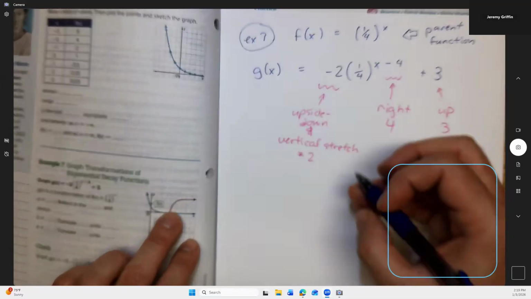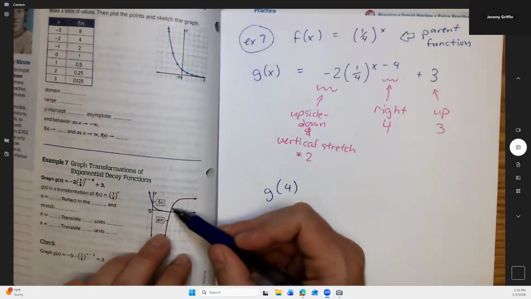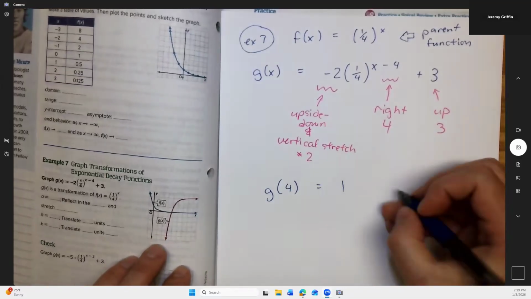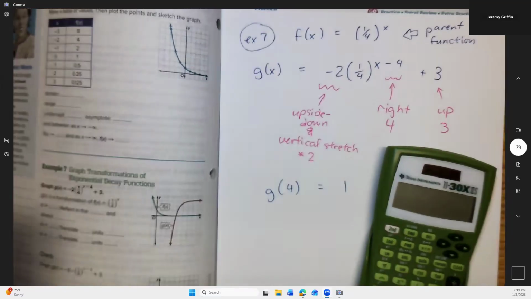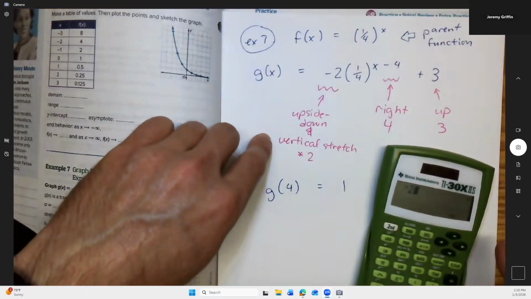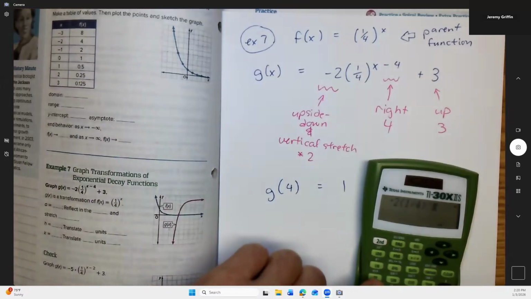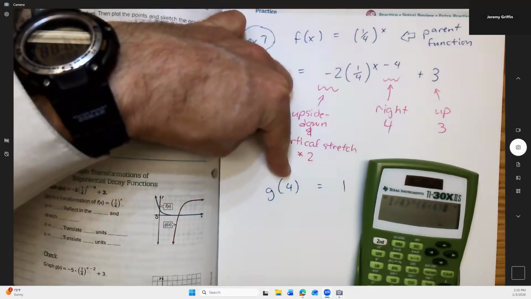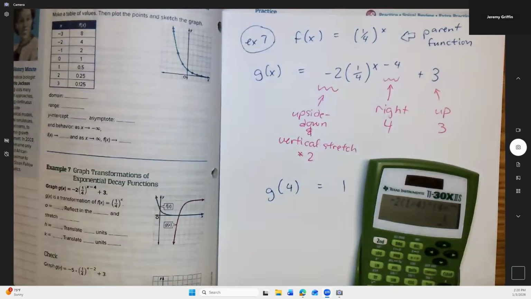So I think one of my points would be g of 4. If I follow that, right 4, upside down, times 2, up 3, I think it should be 1. Let's see if that actually works. Of course, you can make a whole table of values and plug in a bunch of x values if you want. I'm just going to plug in 4 here. So -2 times 1/4 to the power of x minus 4, and I'm going to plug in 4 for x, so it'll be 4 minus 4, close parenthesis, and then plus 3. Let's see if I get 1 out of this. Yes, so at least that one point follows.